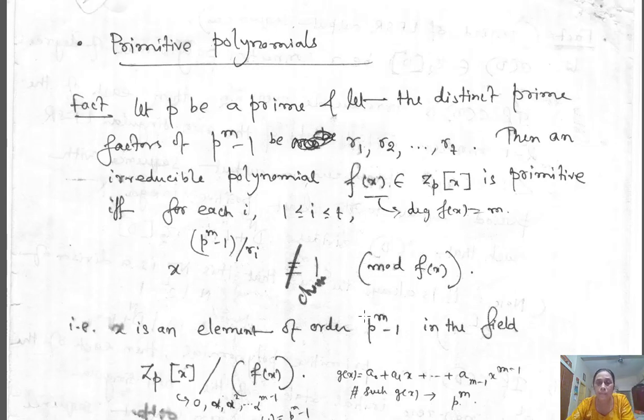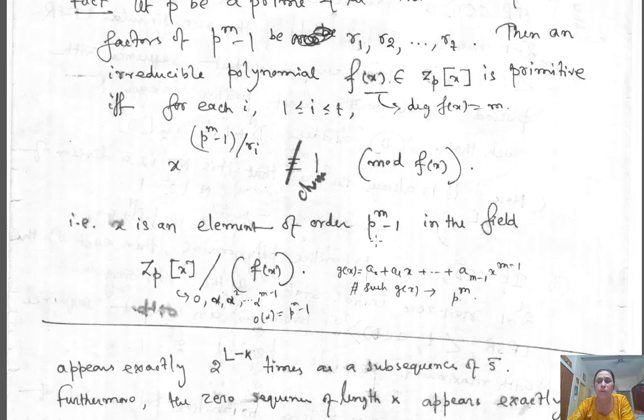So the maximum, p^m - 1, is the order. This is what we mean to say: x is an element of order p^m - 1 in this field. Take the set of all polynomials with coefficients in Zp, that is 0, 1 to p - 1, modulo f(x). f(x) is a polynomial of degree m, so all the elements here are essentially polynomials of degree at most m - 1.